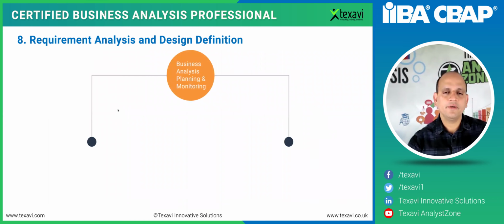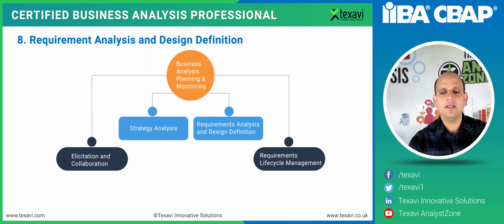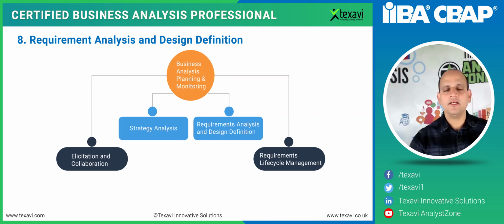The context of the other knowledge areas, where does this fit in? So you look at this, we started off with the business analysis, planning and monitoring. We then moved on into elicitation and collaboration. And also from here, we looked at requirements lifecycle management, which was the third knowledge area. And then we started with strategy analysis in terms of defining the vision and setting up a roadmap for where we want to go and how we can achieve that.